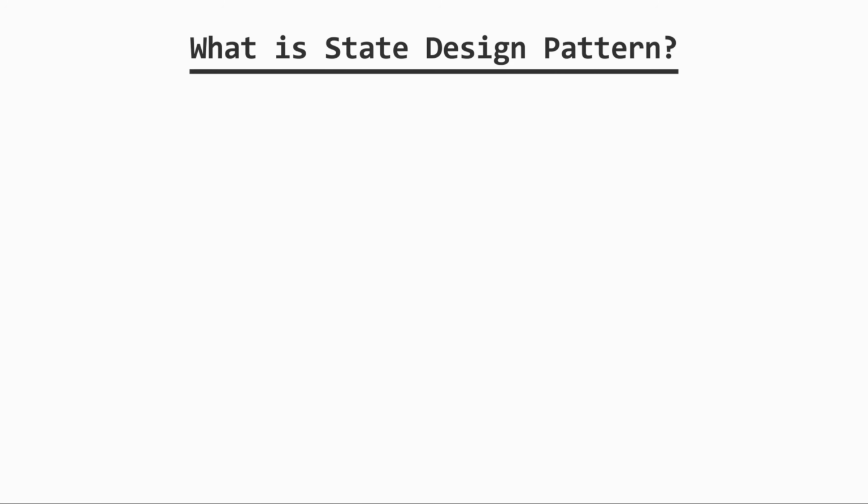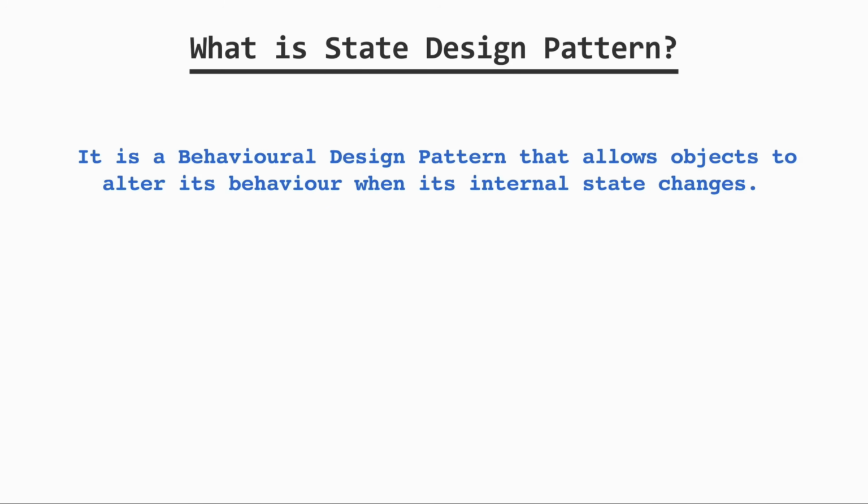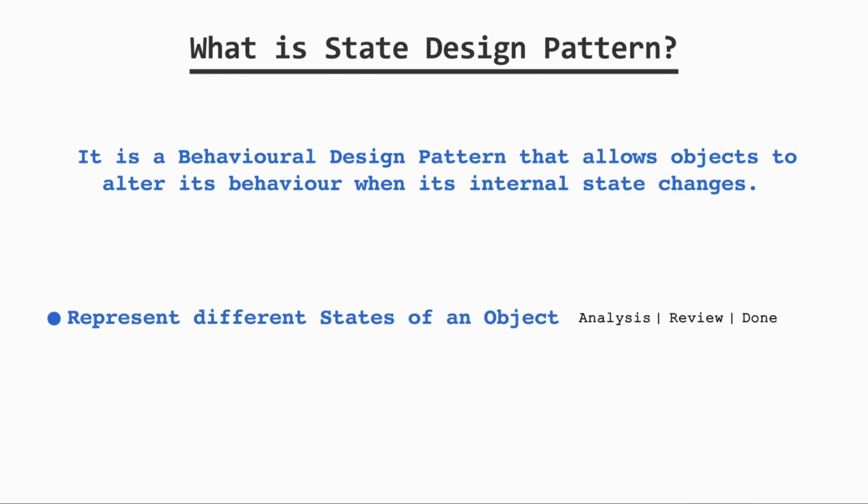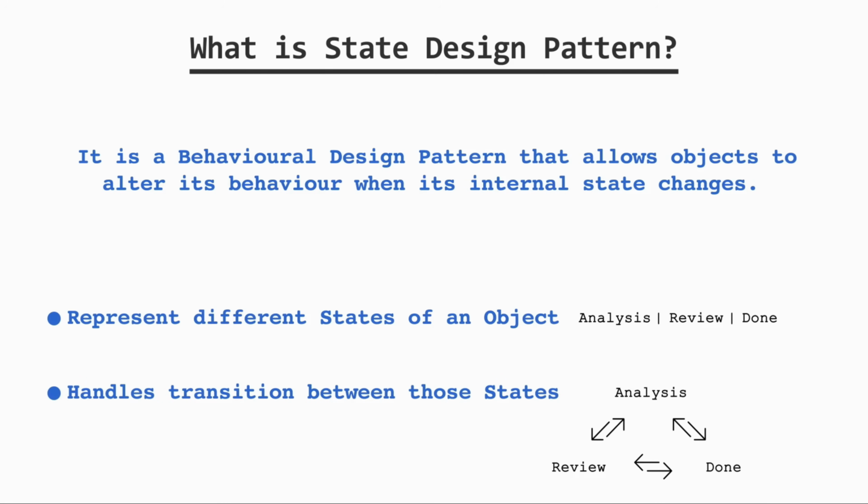So now, finally, what is the state design pattern according to whatever we have learned? The state design pattern is a behavioral design pattern that allows an object to alter its behavior when its internal state changes. So we changed its internal state and the behavior changed. That's what the state design pattern says. And this pattern is useful when we need to represent different states of an object and handle transitions between those states. I hope the definition now makes sense.